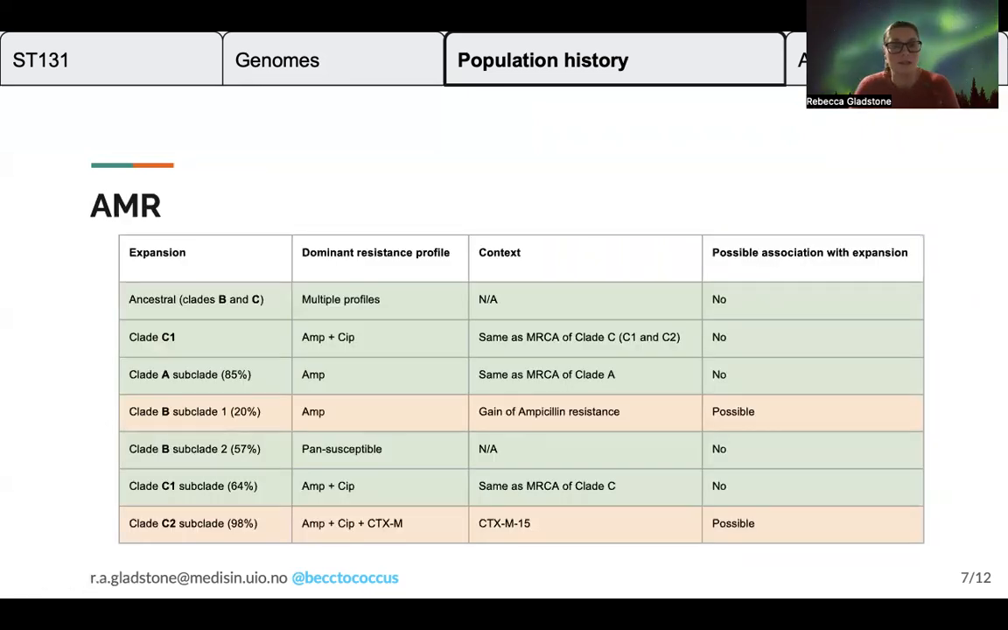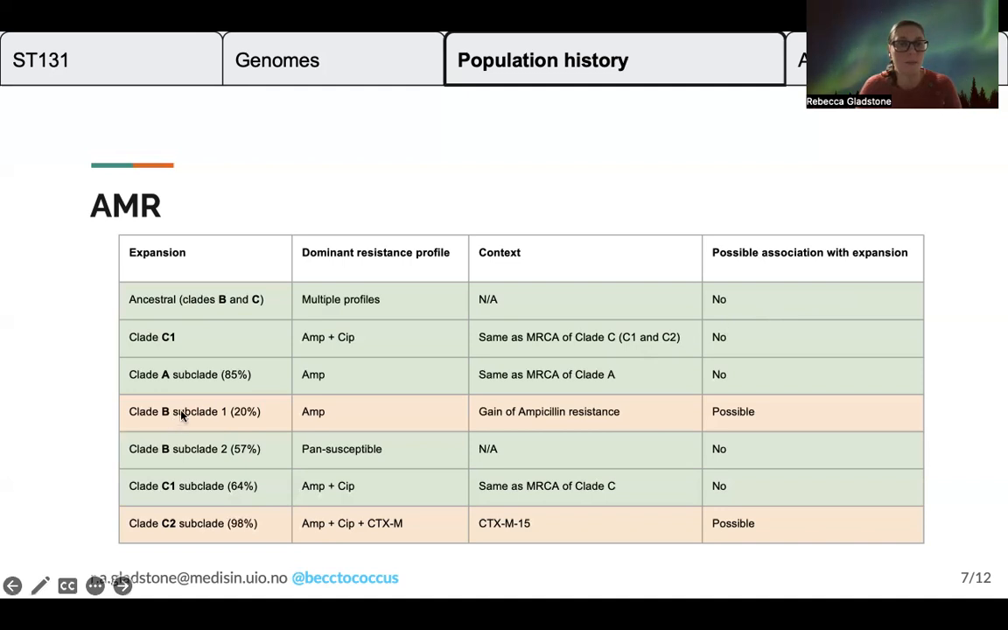So we had a look at each of the 7 expansions. Each row in this table is a different expansion, and in the second column we have what kind of resistance profile that expansion group had, and what the context of that was, whether or not the closely related isolates shared that profile as well, to then decide whether there was a possible association with the expansion.